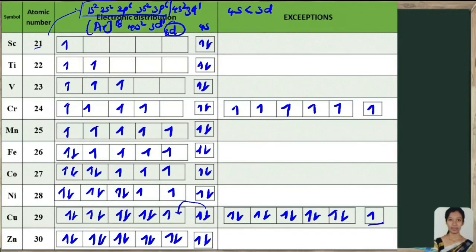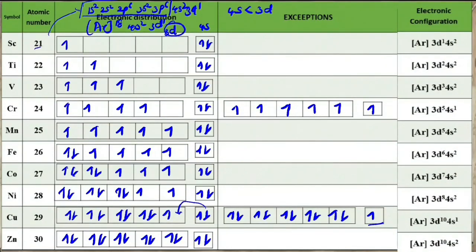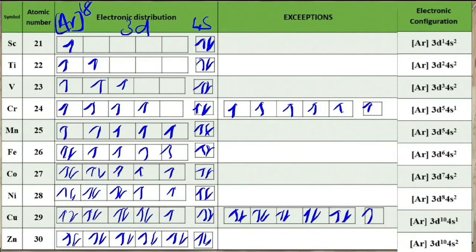This is the electronic configuration of 3d series. This is argon 18, 3d1, 4s2, 3d2, 4s2. This is the valence shell electronic configuration that I have written here. Here I am representing the complete electronic configuration of these elements. You may observe that 3d orbital is the inner orbital when compared to 4s orbital. So the last valence electrons are entering into the inner d orbital, and this is the outer orbital. This is known as 3d series because the last valence electrons are entering into the 3d inner orbital.